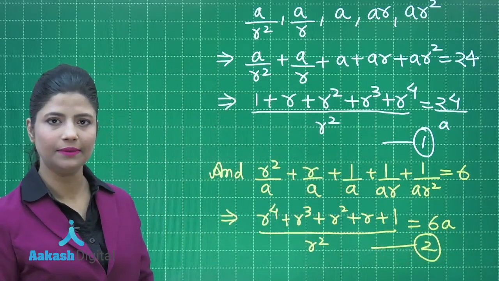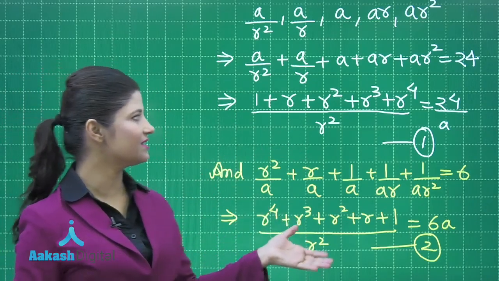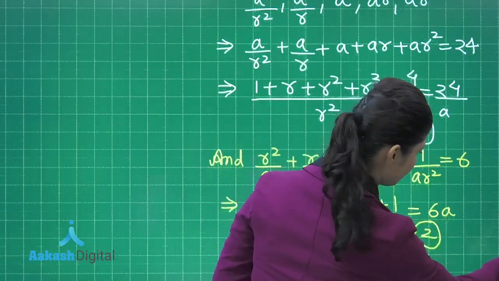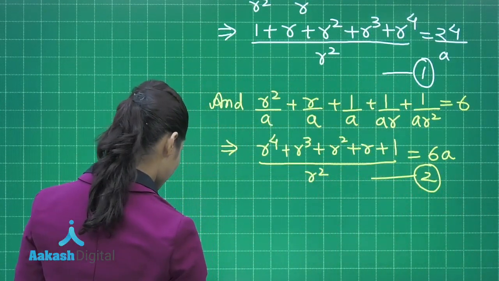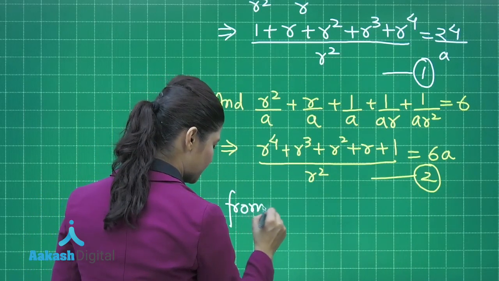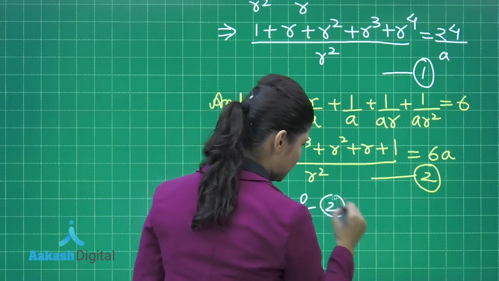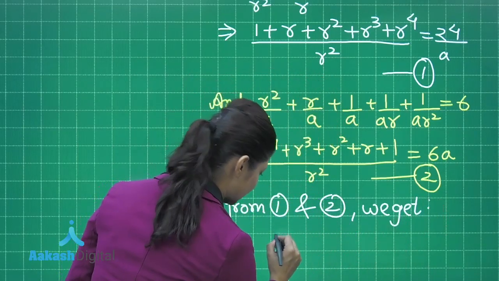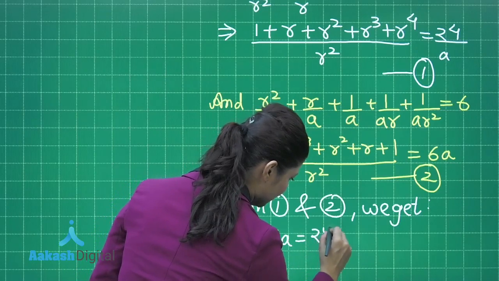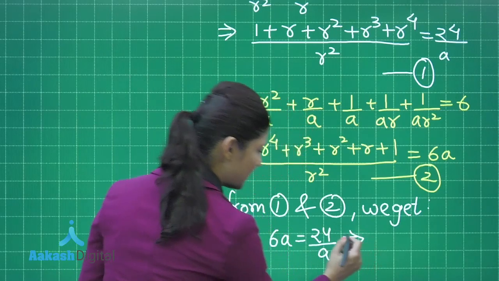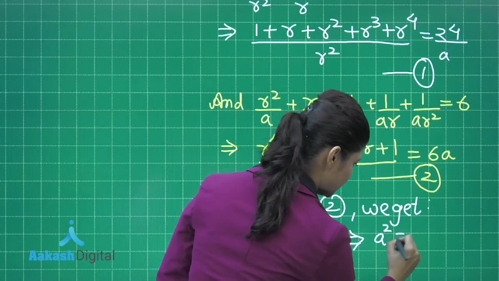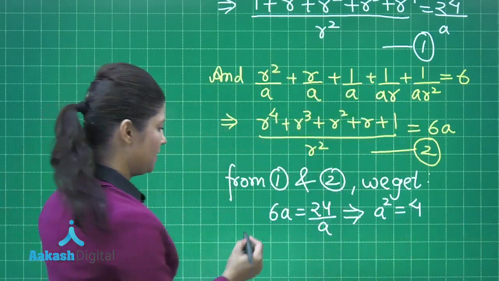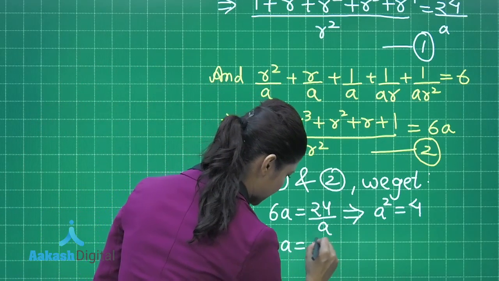Now what will happen when you compare these two equations? You can clearly see their left hand sides are equal, so you can easily compare both sides. From equations 1 and 2, the right hand sides of these two equations are equal. That is, 6a is equal to 24/a. On simplifying, I get a^2 = 4. So this gives me the two possible values of a. Therefore, a is equal to plus minus 2.